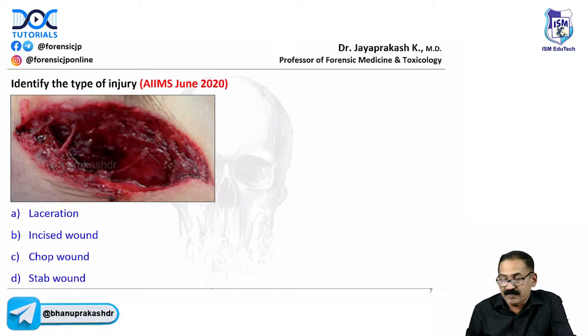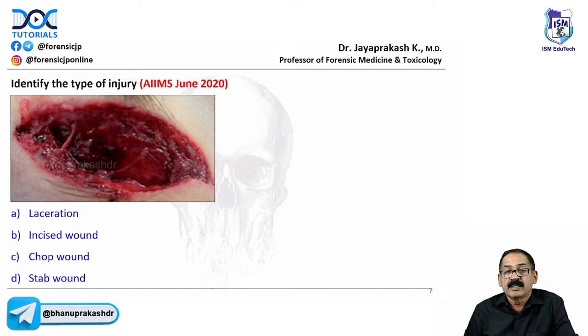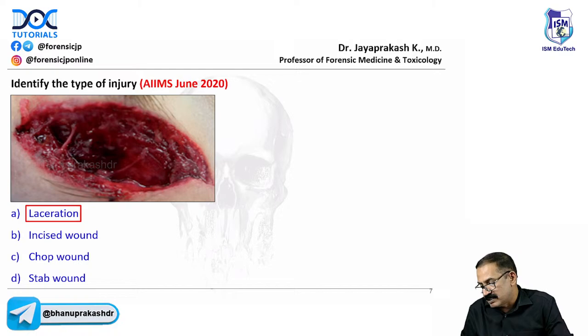Incise versus chop. Very easy. In case of an incise wound, margins are neat, cleanly cut. Chop wound margins are also clean, but the edges of an incise wound are not abraded or contused, whereas the edges of a chop wound are contused or abraded. So here the answer is laceration.